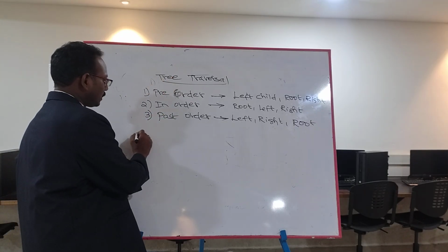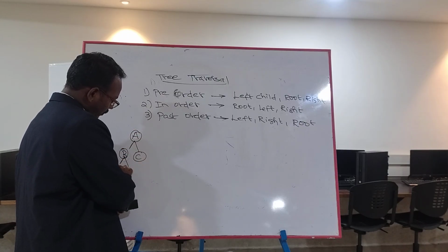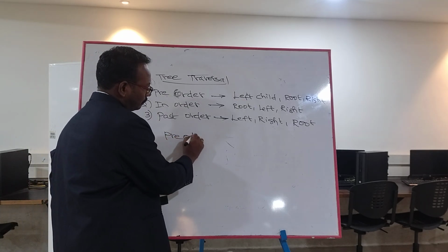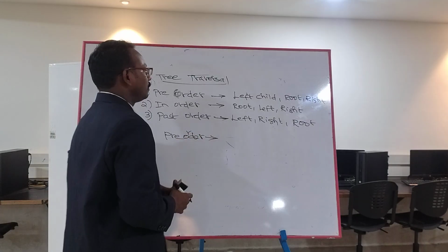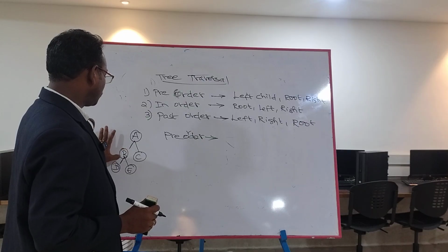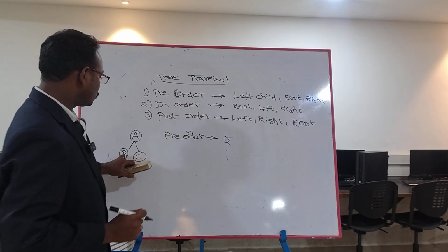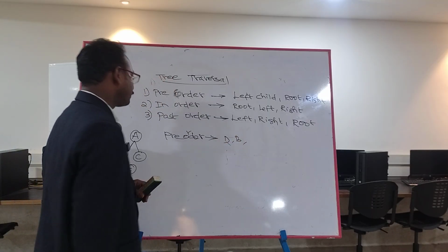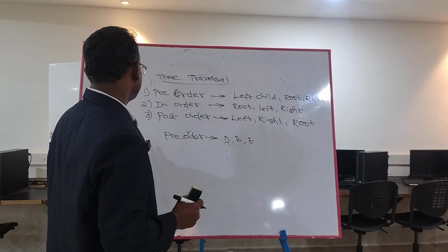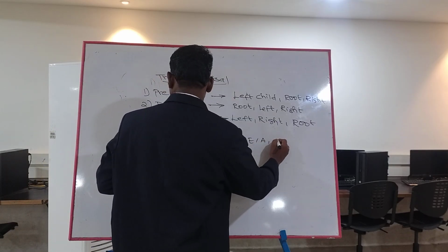For example, just consider an example tree A, B, C, D, and E. In pre-order, how will we visit? Based on the left chain. What is the left chain? B, and then D is the left chain. D's root is B, right? It will visit B, and then right, E, and then for the left, no left is present. Therefore, the root A, and then C.